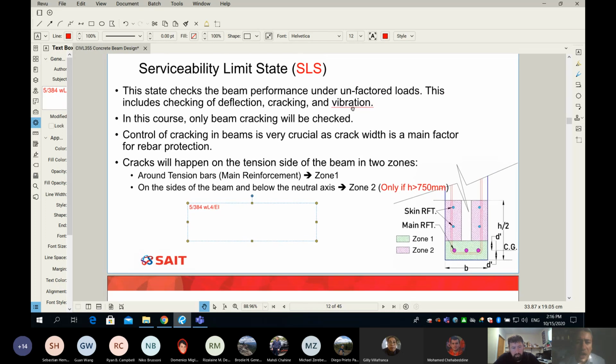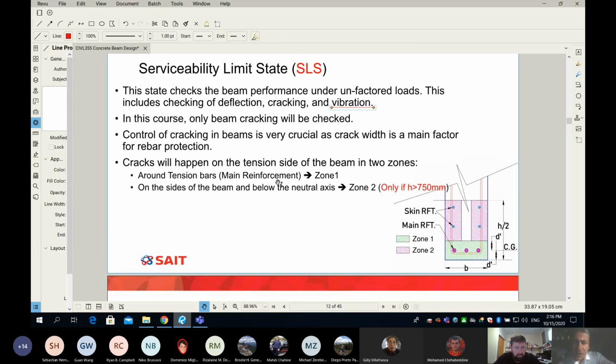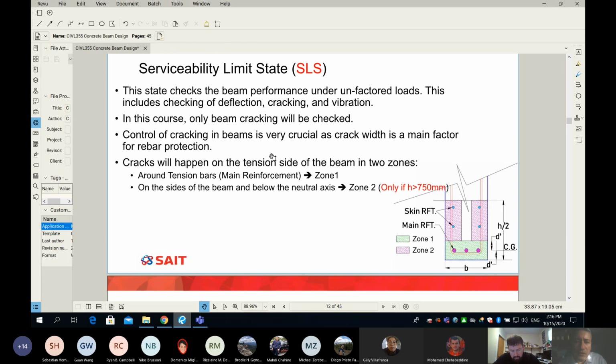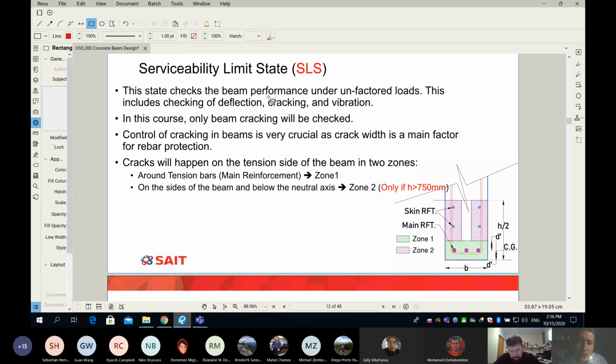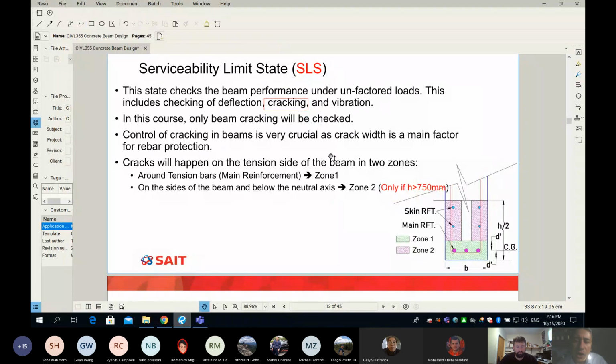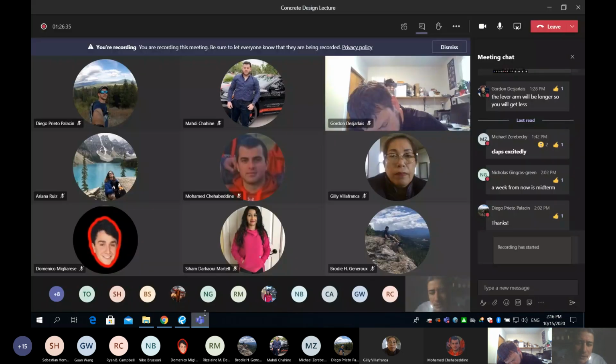So I'm going to box this out so you guys know. In my class, there is only one item that will be covered, which is cracking. So we will see if the cracks in my beam are acceptable or not acceptable. By the way, so you know, try to be emotionally prepared.